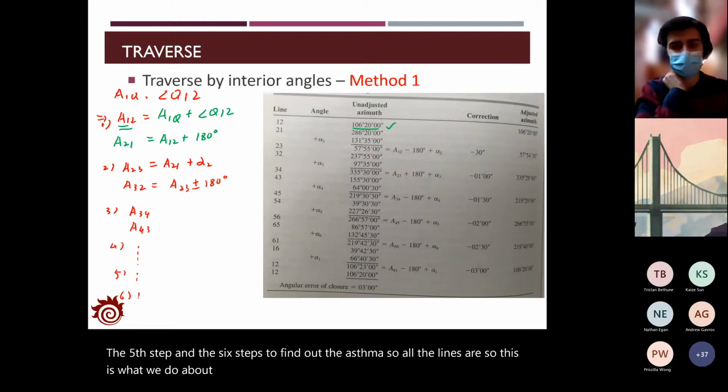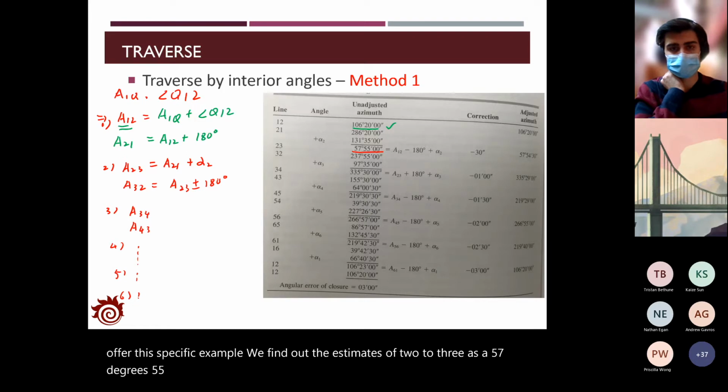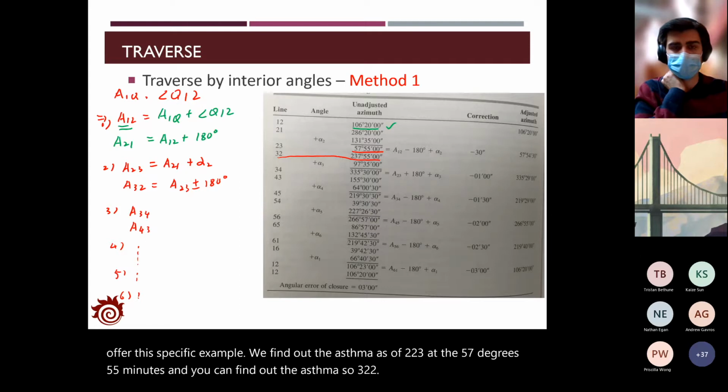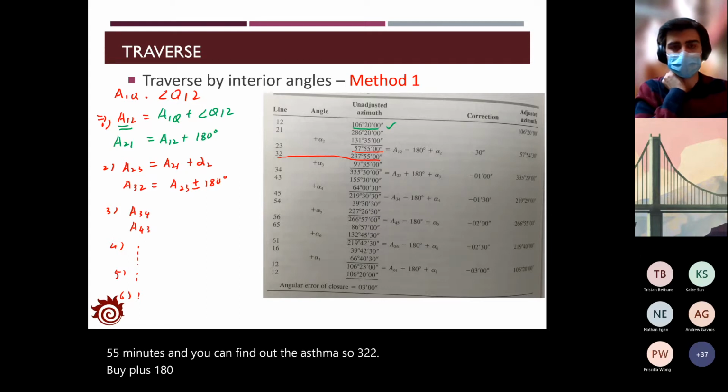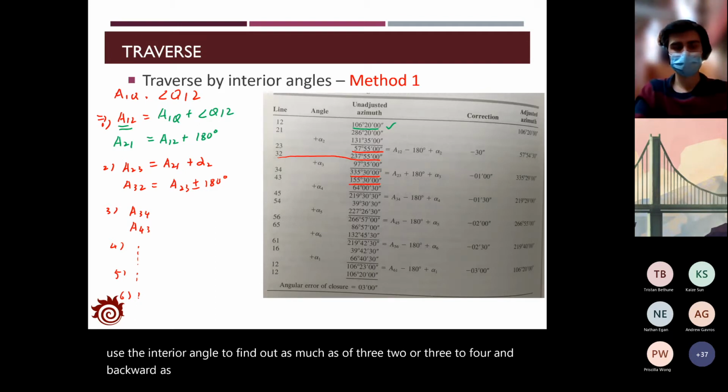For this specific example, we find out the azimuth of 2 to 3 at 57 degrees 55 minutes, and you can find out the azimuth of 3 to 2 by plus 180 degrees, which would be 237 degrees 55 minutes. And then you can use the interior angle to find out the azimuth of 3 to 4, and the backward azimuth of 4 to 3. This is 335 degrees minus 180 degrees, where you're going to get this value.